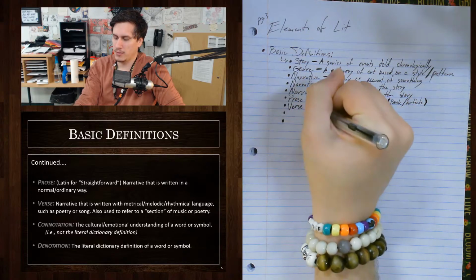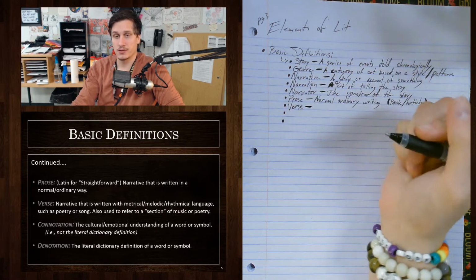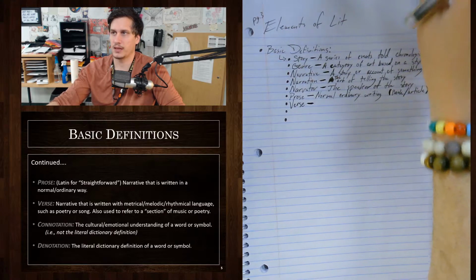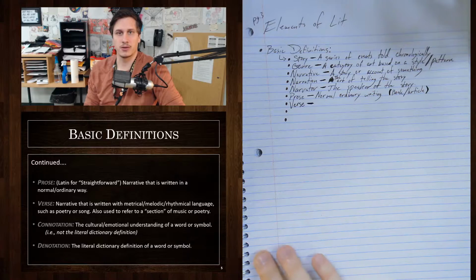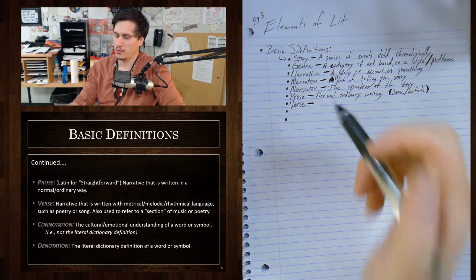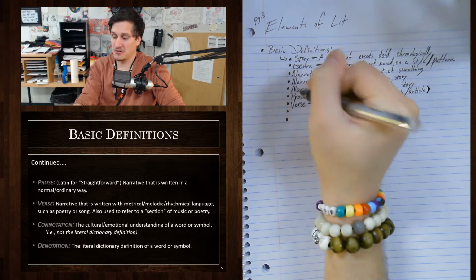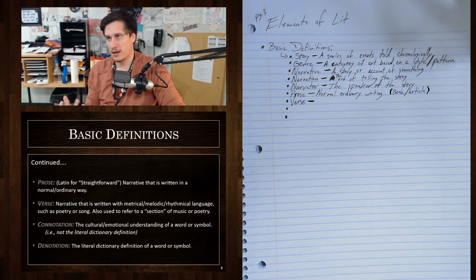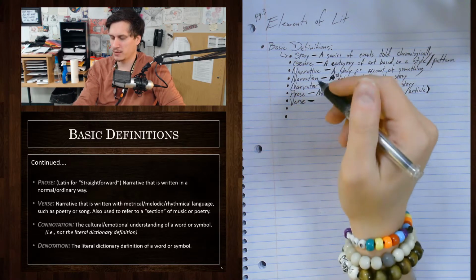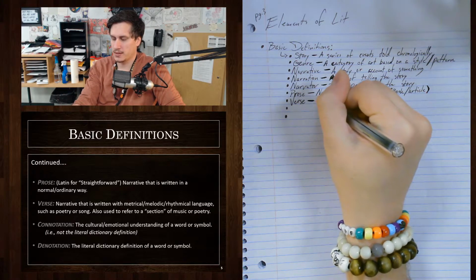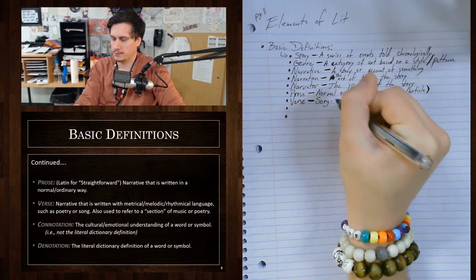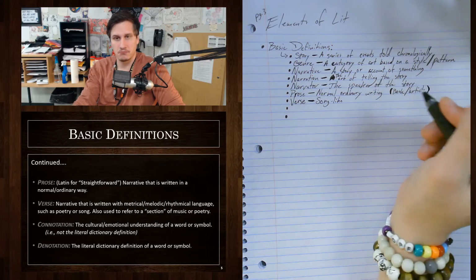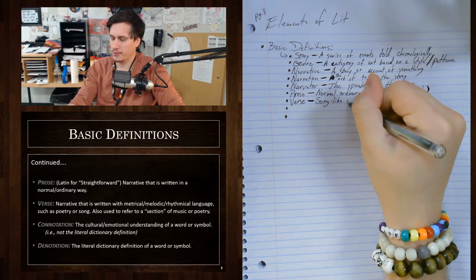If you guys are music people at all, then verse should make a lot of sense to you. Verse is the language of song. It is melodic language. It is rhythmical language. It is sing-song language. So if prose is just like regular old words, verse is language with like a rhythm to it or some sort of melody to it. So I'm going to say song-like writing. That would be the language of poetry or rap or music. You get the idea. Song-like writing.